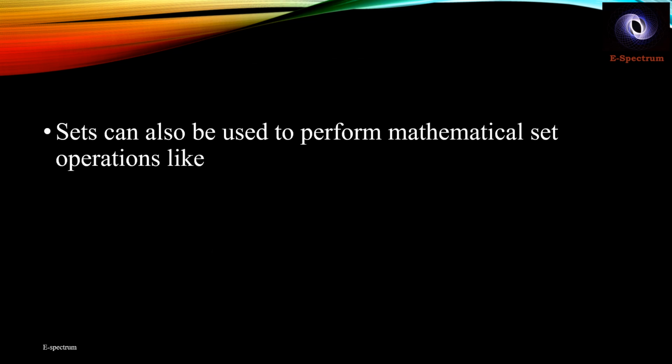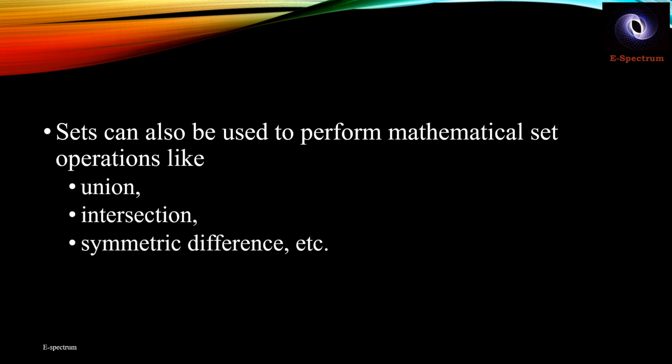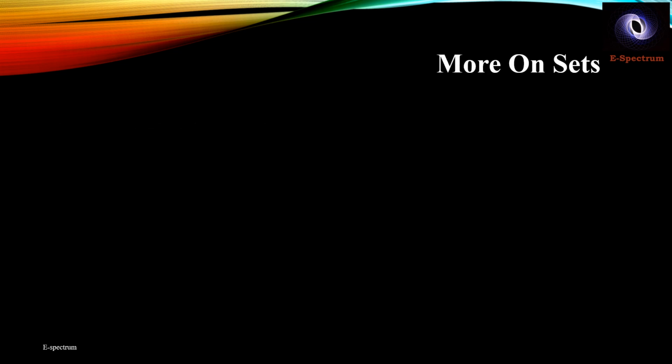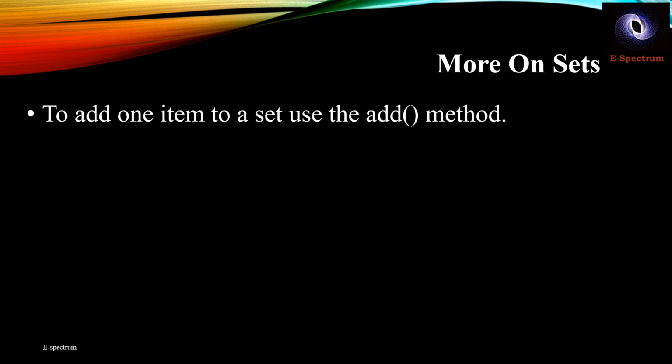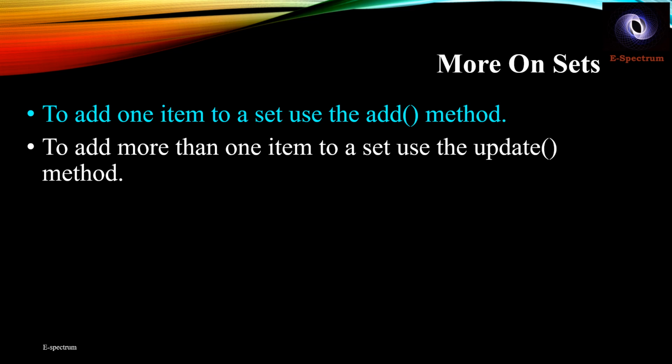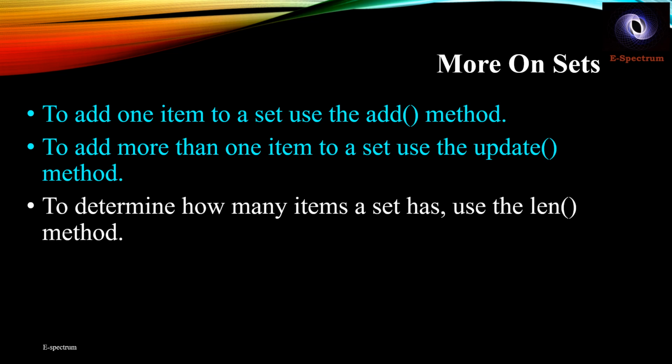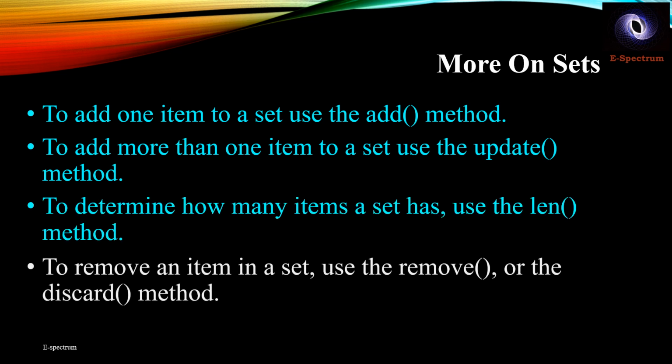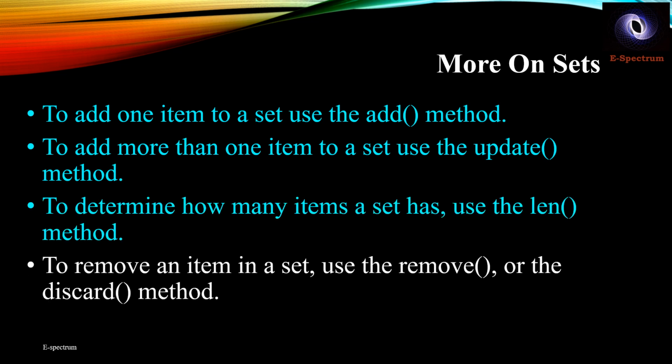Understand this with some other details. Sets can also be used to perform different mathematical operations like union, intersection, or symmetric difference, to check whether elements are available or not. To add one element in a set, we use the add method with brackets. To add more than one element in the set, we use the update method. To determine how many elements a set has, we use the len method. And to remove an element in a set, we use either the remove or discard method.